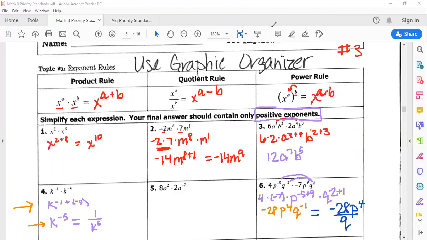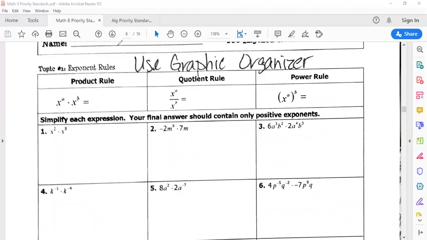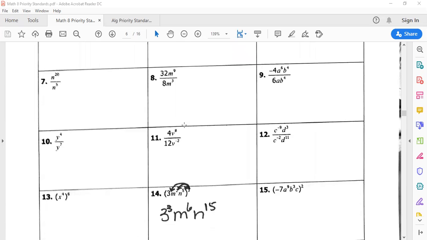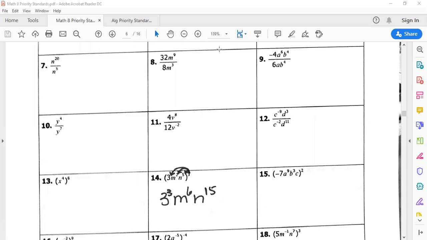I've got to erase all this so that I can scroll up. Okay, this gives us enough to work with. So those were all multiplying problems. We're now going to look at this one because it's a division problem. You can see that division bar right there. Remember, we subtract the exponents, so it's going to be 20 minus 5. So that becomes n to the 15th, because 20 minus 5 is 15.